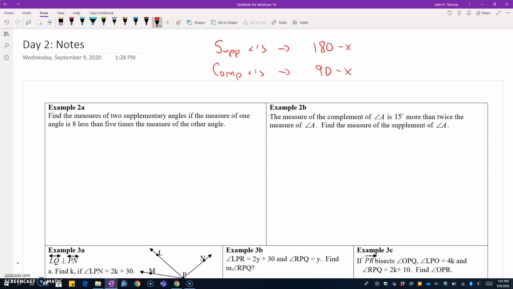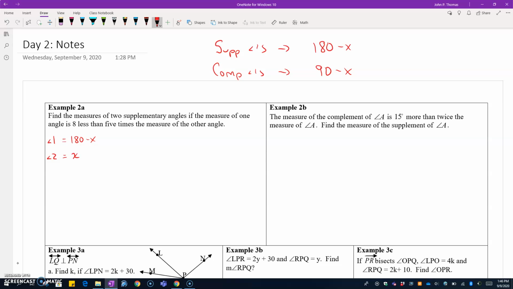All right, so in example 2a, it says find the measure of two supplementary angles if the measure of one angle is 8 less than 5 times the measure of the other. So when we look at this, we want to think that supplementary angles, we end up with 180 minus x. So I'm going to say angle 1 equals 180 minus x. Angle 2 equals the x value. We're guaranteed that they're supplementary now.